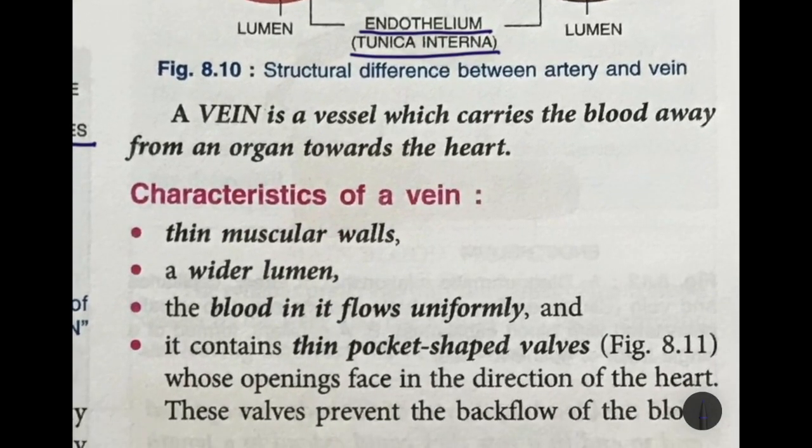So if an artery carries blood away from the heart towards the organ, a vein is a blood vessel which carries blood away from the organ towards the heart. Okay, so just the opposite.